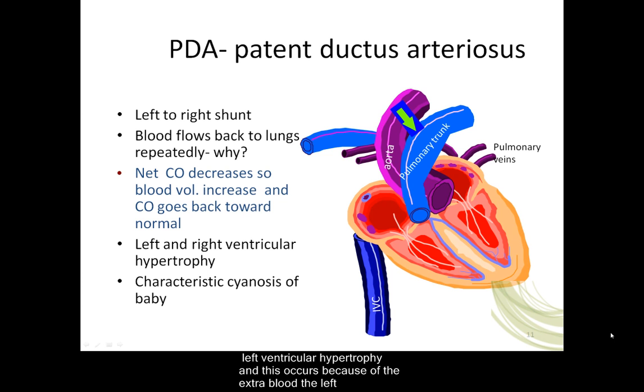3. There is left ventricular hypertrophy, and this occurs because of the extra blood the left ventricle must pump. 4. There is right ventricular hypertrophy, because of high pulmonary pressure resulting from the backflow of blood from the aorta to the pulmonary trunk. 5. There is pulmonary edema that can occur if the left heart is too overloaded.